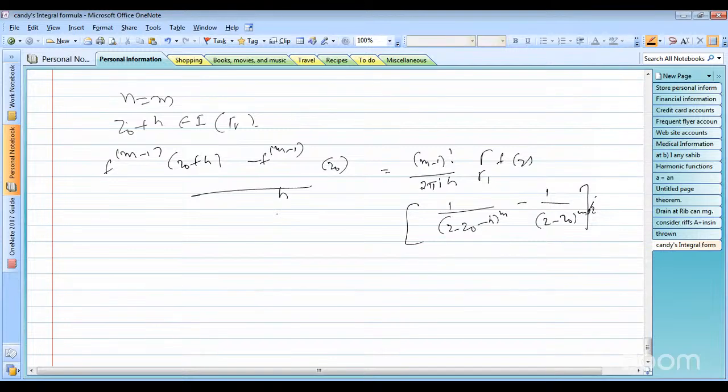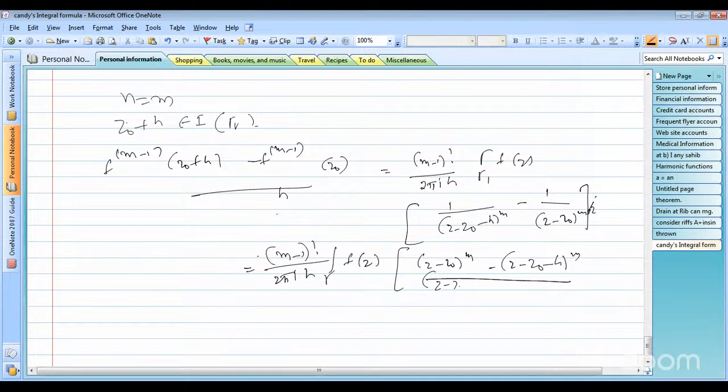So we are differentiating this one and writing this part here. Again, I am writing (m-1)!/(2πi h) times the integral over gamma of f(z) times [(z-z0)^m minus (z-z0-h)^m] divided by (z-z0-h)^m (z-z0)^m dz.